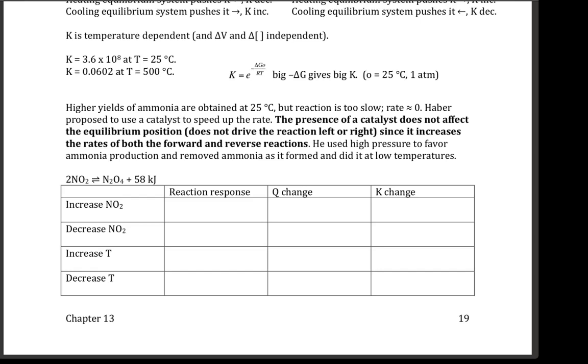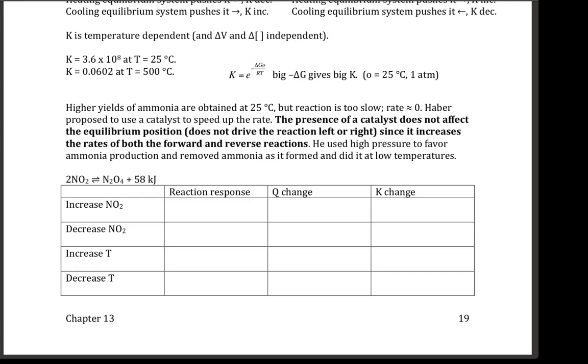Q is not dependent on temperature at all. It's only dependent on initial concentrations of reactants and products. So increasing or decreasing T will cause no change to the value of Q.